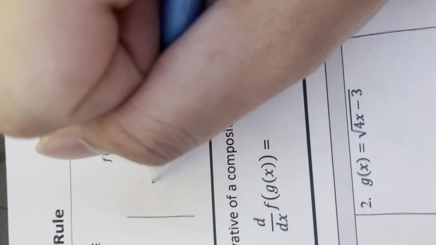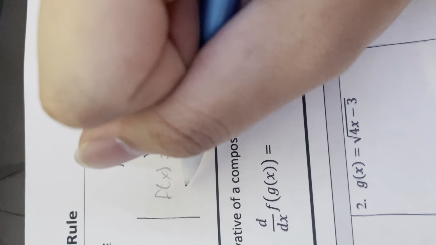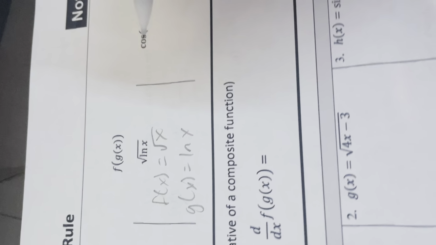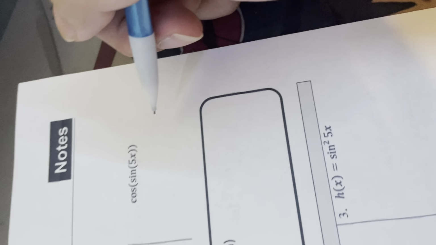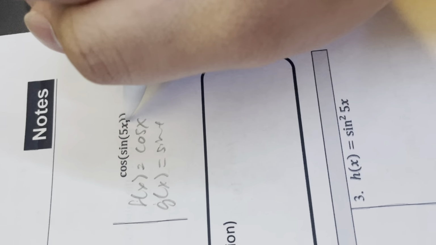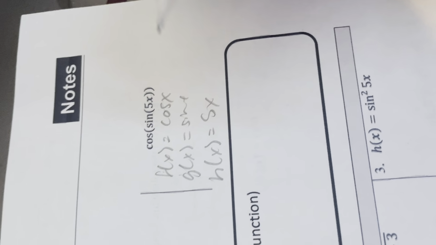Right here, our f of x is the square root of x, and our g of x is the natural log of x. And right here we have three functions, so we can call the outside one f of x equals cosine of x, this one g of x equals sine of x, and the third one we can call h of x equals 5x.